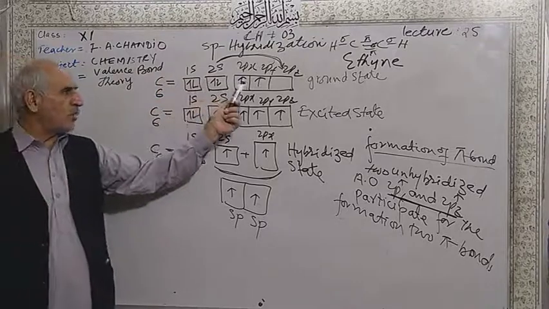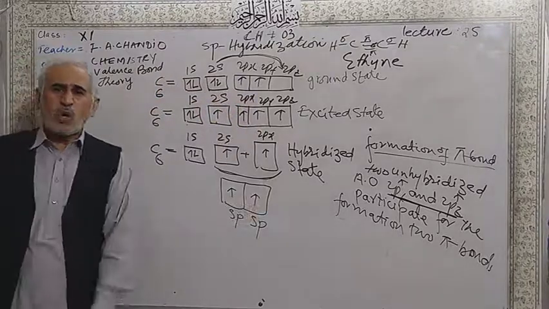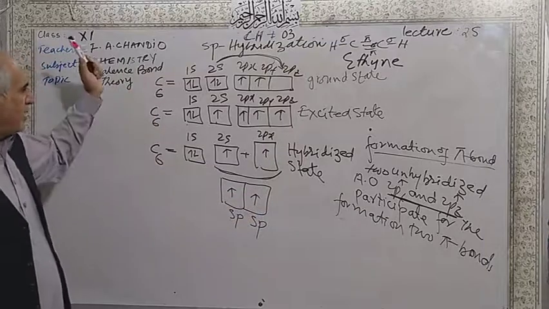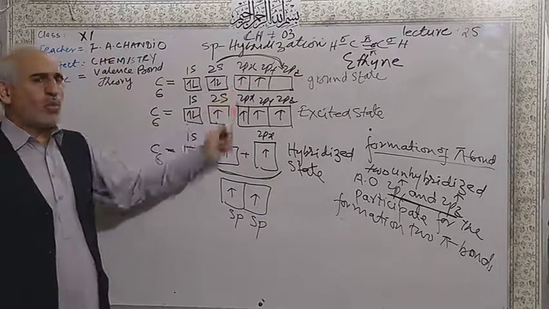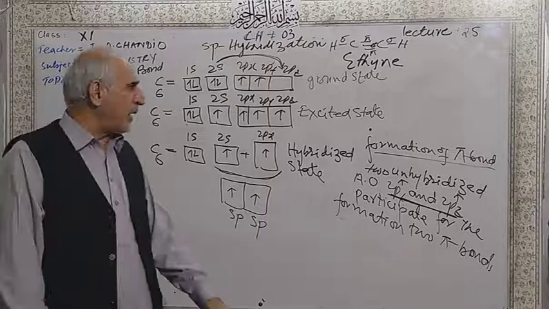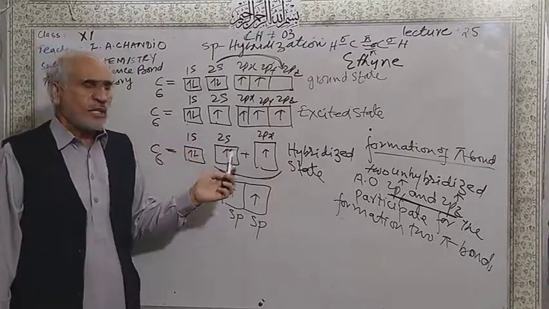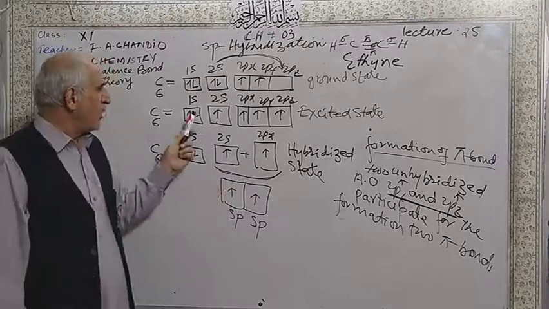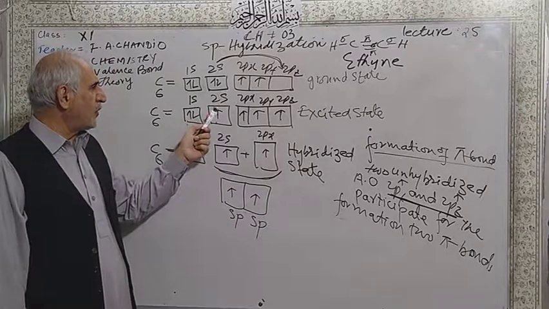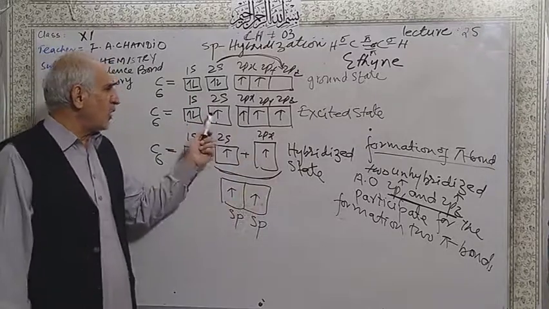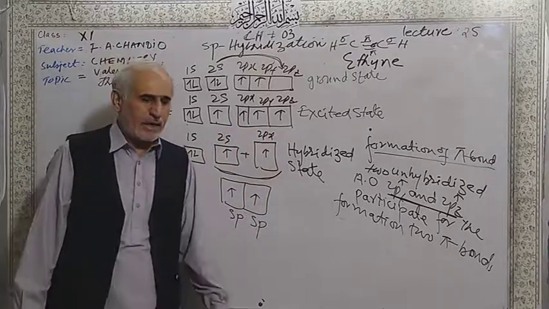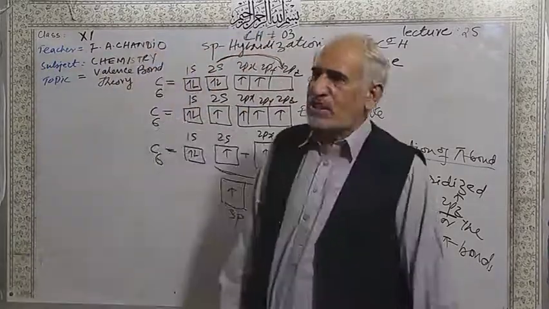1s2, 2s2, 2px1, 2py1, 2pz0 is the ground state, and only 2 electrons are unpaired, which is insufficient to satisfy the valency of carbon, 4. So one electron is shifted from the 2s to 2pz. 1, 2, 3, 4 electrons are now unpaired, and this is called the excited state.